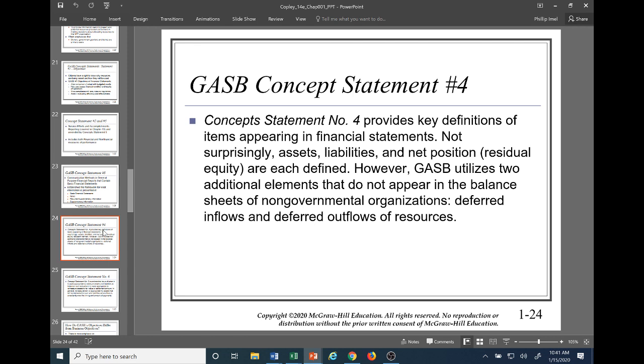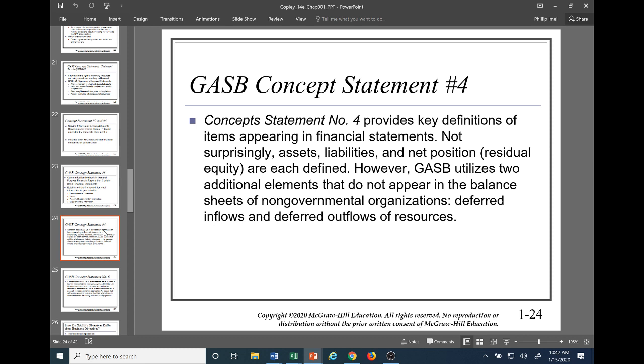Slide 24 here, GASB concept statement number 4, provides key definitions of items appearing in financial statements: assets, liabilities, and net position. So pretty much the same thing as we had before, because we know balance sheet for businesses: your assets, liabilities, and equity. Equity is the same as net position pretty much. Residual equity, same thing. Net equity, net assets, all the same things. So GASB utilizes 2 additional elements that do not appear in the balance sheet of non-governmental organizations. And so this can be the main difference we see here.